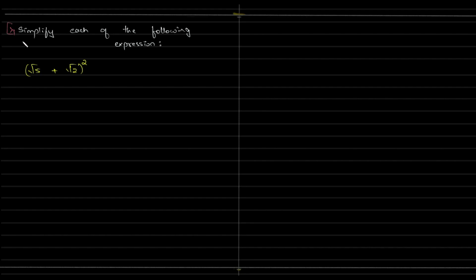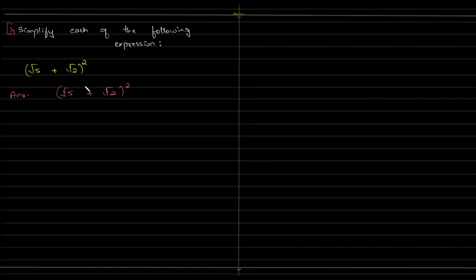Simplify each of the following expressions. Root 2 plus root 5, the whole square. Right, root 5 plus root 2, the whole square. So first is the question: root 5 plus root 2, the whole square. A few of the students tend to add this up and square it. It is wrong. Why is that?